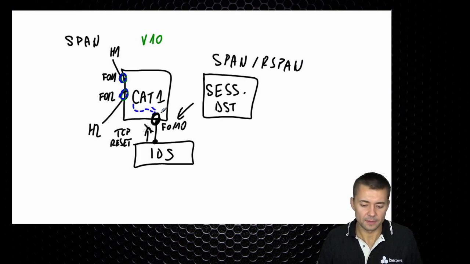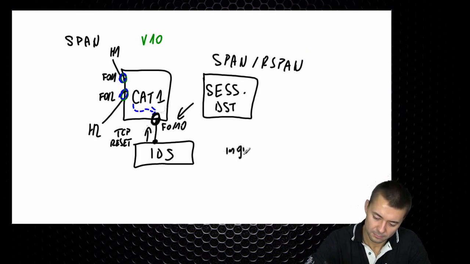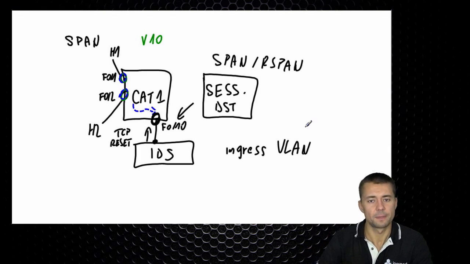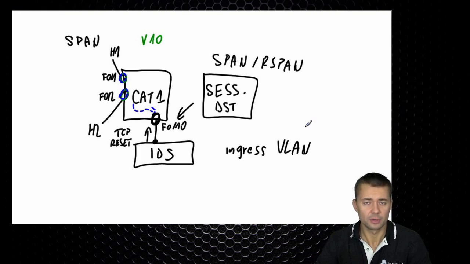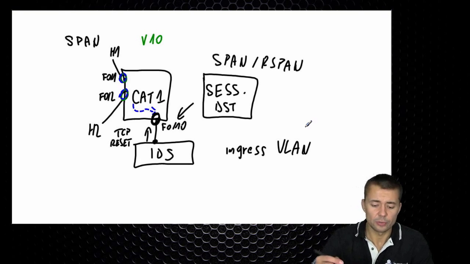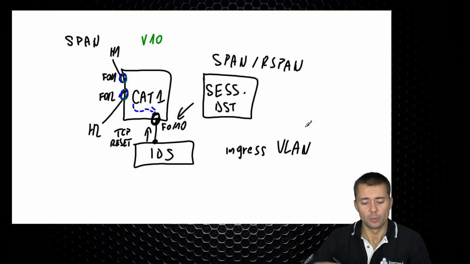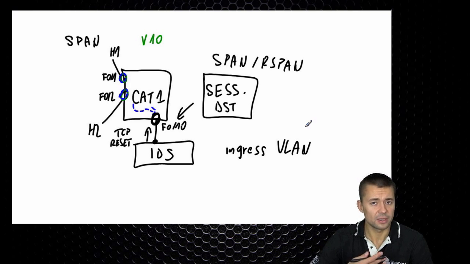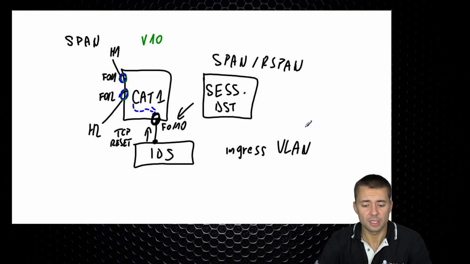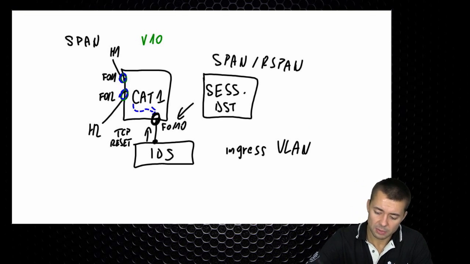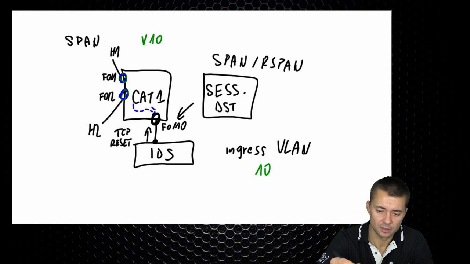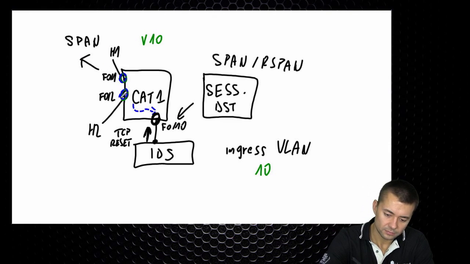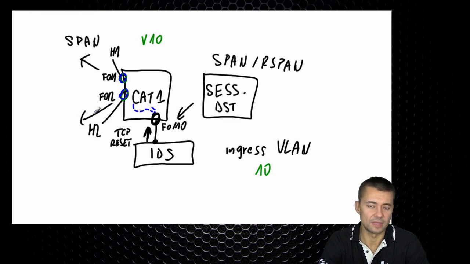So when you configure that ingress VLAN option in the destination, as one of the keywords in the monitor session destination command, you can specify a VLAN number where the traffic received on the destination port will be sent to. In our case, we would go for VLAN 10, which would mean that when the reset is sent by the IDS, the switch gets the reset and is going to send it to that VLAN 10.